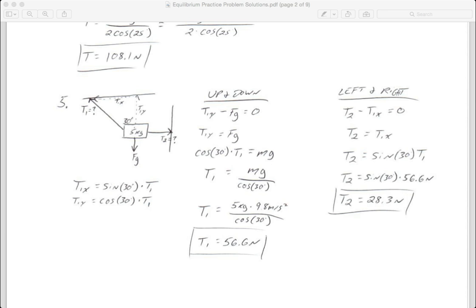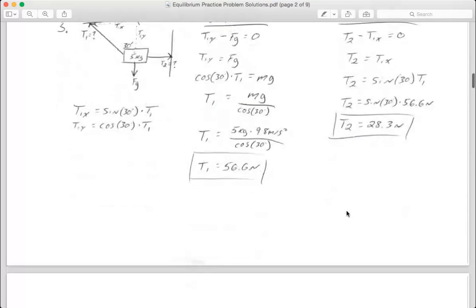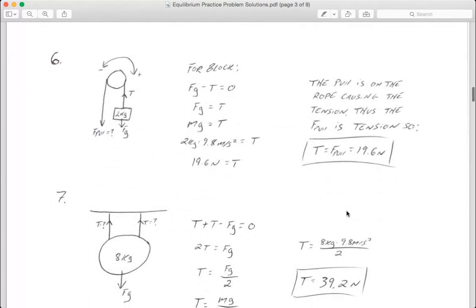Now we're going to take a look at the next couple of problems that are on the answer key. I believe that's problems 6, 7, and 8. Scroll down a little bit. Here's number 6. Number 6 is a pulley problem where there's a 2-kilogram block hanging from the right side and someone is pulling the rope here on the left side.